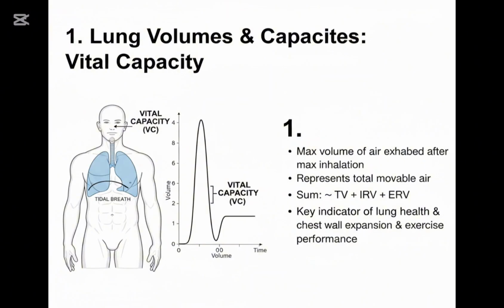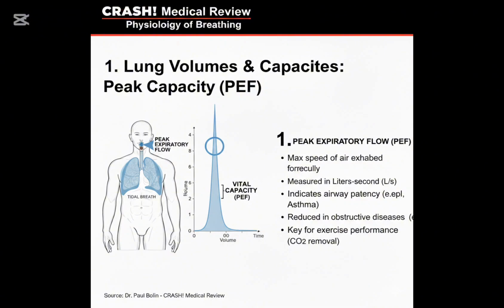When we talk about vital capacity, we're referring to the maximum amount of air you can exhale after a maximal inhalation, essentially the usable volume of the lungs. It reflects lung compliance, respiratory muscle strength, and thoracic mobility. Then we have peak expiratory flow, which measures the highest flow rate achieved during a forceful exhalation. This reflects airway resistance, not lung size, and is especially important in obstructive conditions.